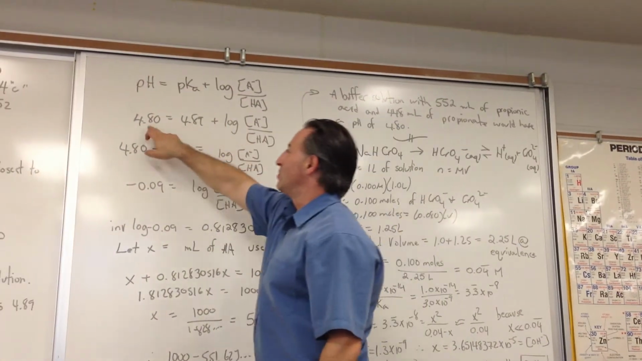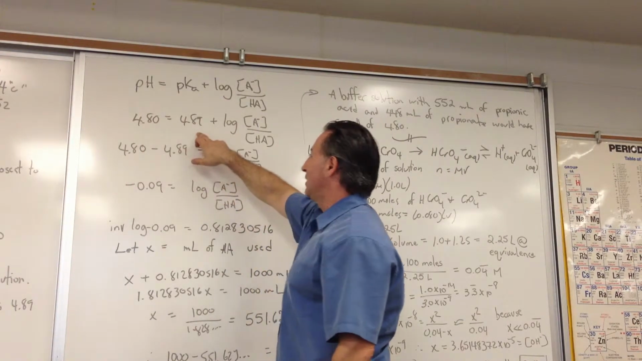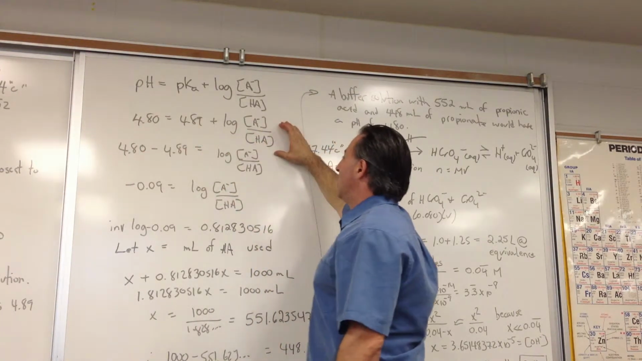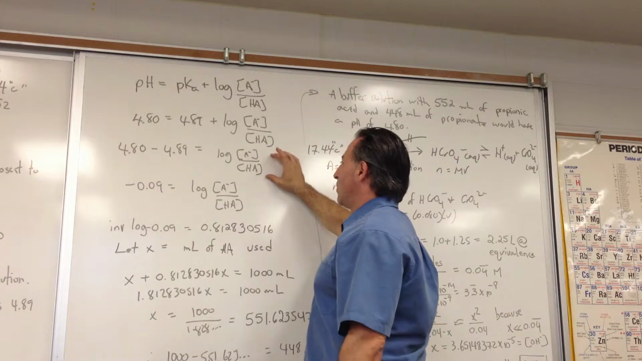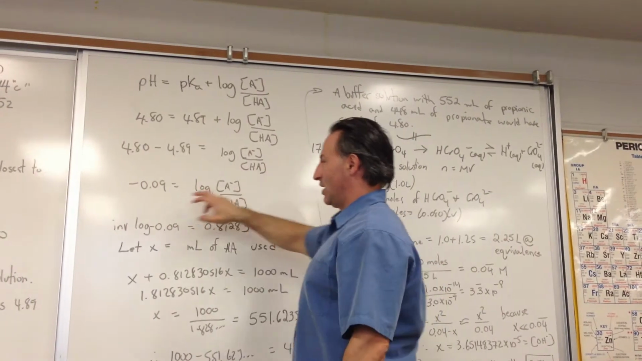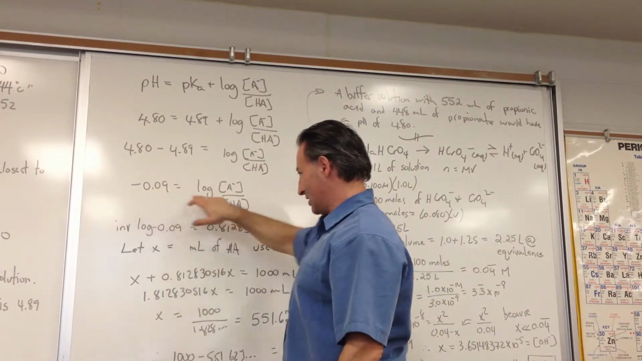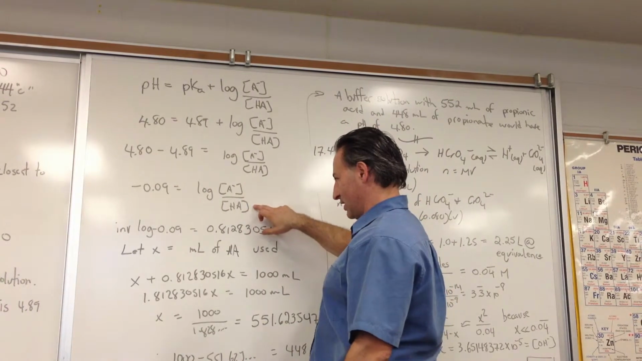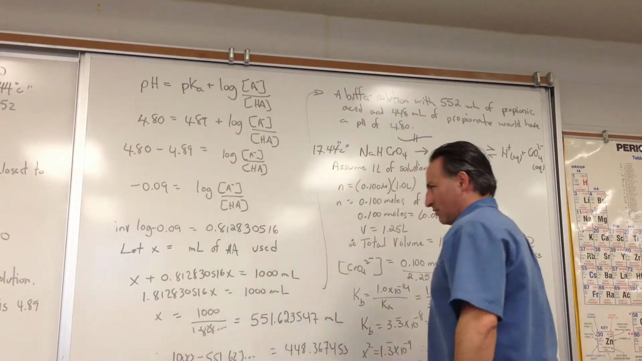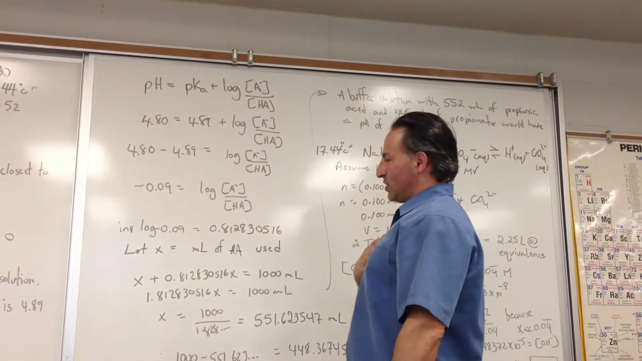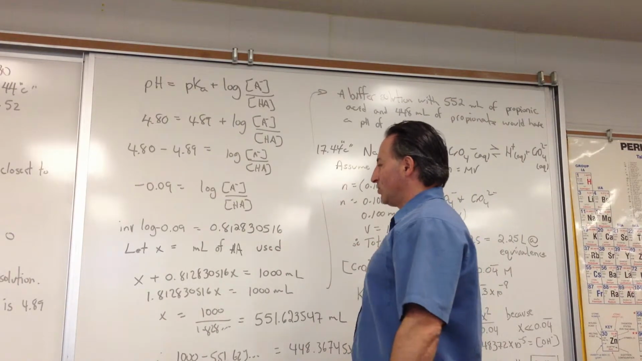So moving on to the next board, we use the Henderson-Hasselbalch equation. We plug in the numbers that we do know. The pH is equal to 4.8, the pKa is 4.89. Solving for the log of A minus over HA, we get negative 0.09 is equal to the log of conjugate base over the acid concentration. We take the inverse log of negative 0.09, and it gives us 0.8128.